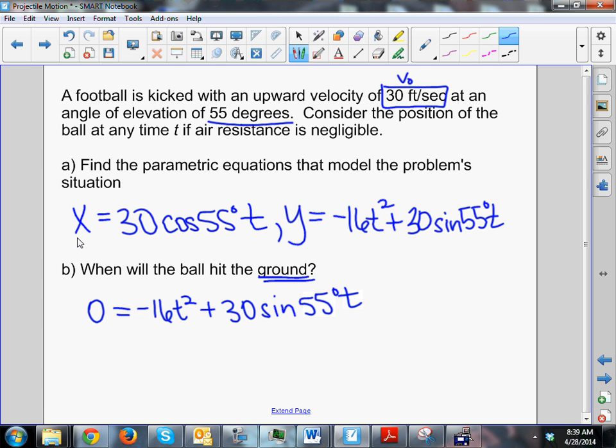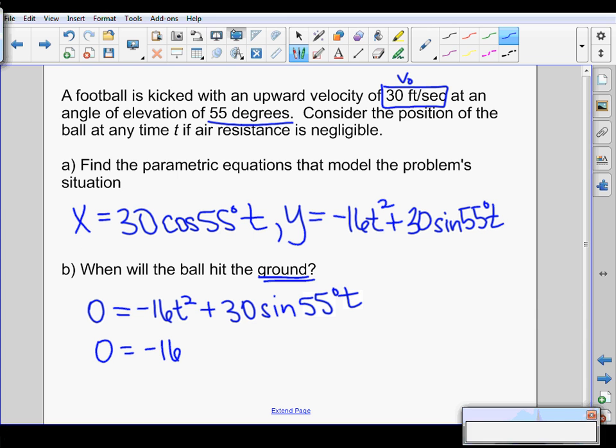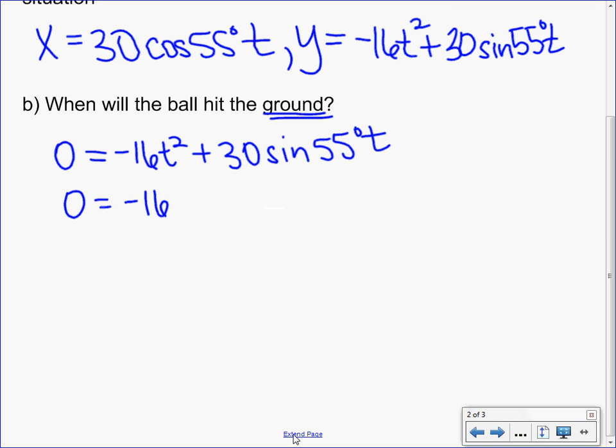Okay? Let's do some algebra. What do you notice about this equation? On the right side, you can factor out a t. Beautiful. So we're going to factor out a t. So we're left with negative 16t plus 30 sine of 55 degrees.